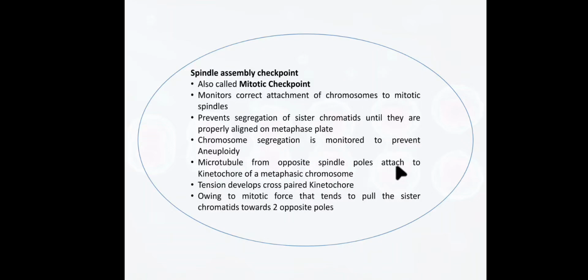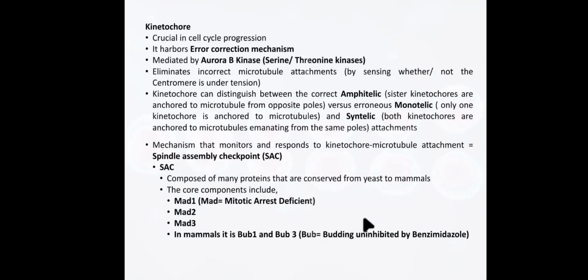Microtubules from opposite spindle poles attach to the kinetochore of a metaphase chromosome. This process is monitored by the spindle assembly checkpoint, and tension develops at the cross-paired kinetochores. By determining the mitotic force or tension developing in the paired kinetochores, the kinetochore harbors error correction mechanisms. This error correction is mediated by Aurora B kinase, a serine/threonine kinase, which eliminates incorrect microtubule attachment by sensing whether or not the centromere is under tension.